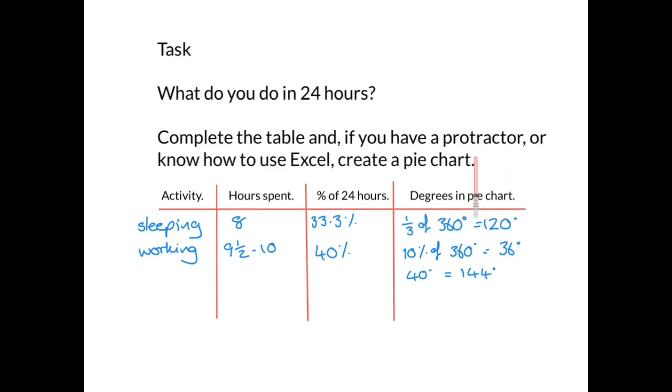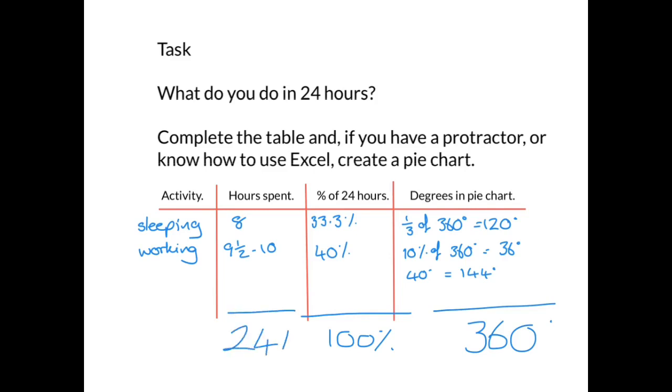If you've got a protractor and a compass at home, or if you know how to do it on Excel, I'd love you to then create a pie chart like mine to show me. If not, I am happy to just see the table you've got. So the thing to remember is that this percentage here must add up to 100%. This bit here, the degrees must add up to 360 degrees. And the hours must add up to 24 hours. Okay, so that's how you can check that all your calculations are correct.